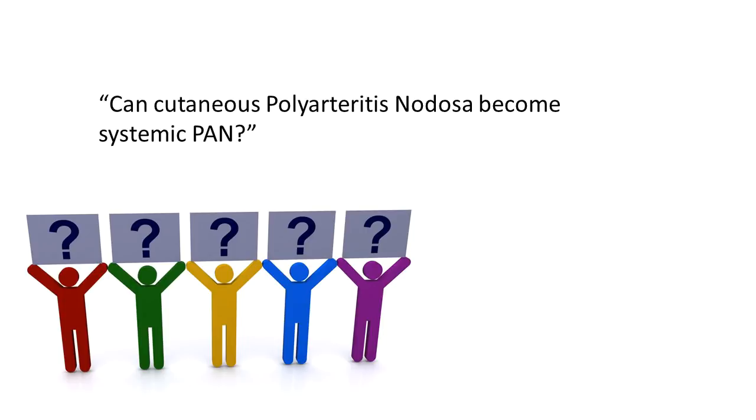Ed, do you have additional questions? Yeah, a few questions have come in the past couple of minutes, and you may have covered some of these, but I'll just ask them anyway. First question is, can cutaneous PAN become systemic PAN where the organs become affected? Can it start out as cutaneous and then become systemic? Yeah, that's a great question, actually, and I've looked into this question quite a lot.